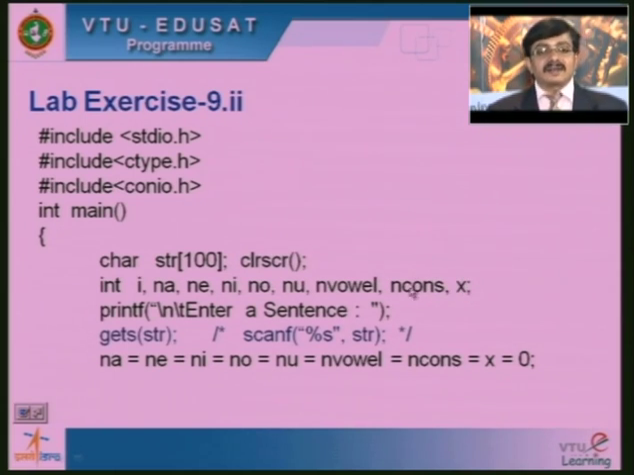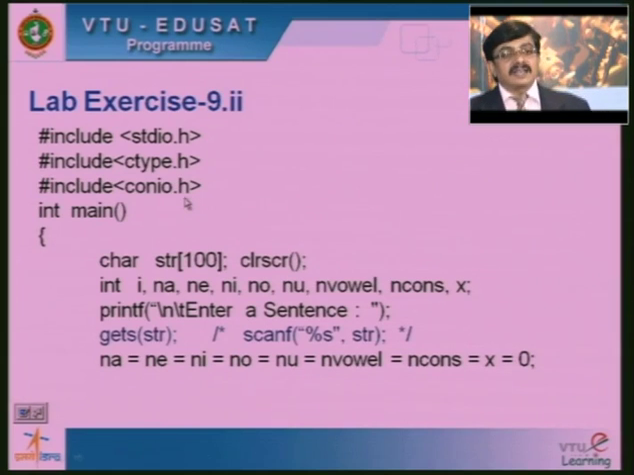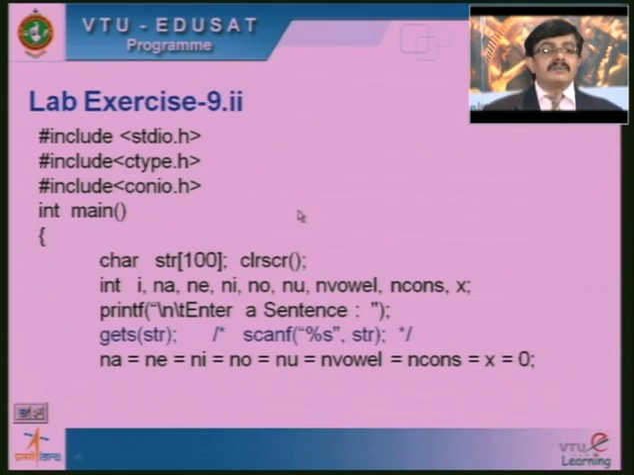Fine. So what are the header files required here? I must include stdio.h for accessing printf and scanf functions. Then we are using ctype.h because ctype.h is required here to confirm whether the character read is an alphabet or not. Next I must use the conio.h header file for the clrscr function here, and also we will use getch.